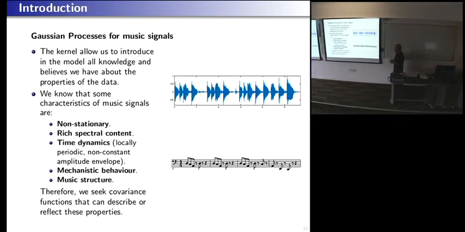And finally, there is obviously music structure. What we are recording is the interpretation of a piece of music. So the occurrence of the sound events follows some metric in time and some structure in frequency. Here, I'm talking about rhythm, meter, tempo, or beat. And also, some frequencies are more likely to occur than others, and that's related to harmony or tonality. So because we know that the music signals we want to model have these properties, we need to develop or find covariance functions that can describe these properties.